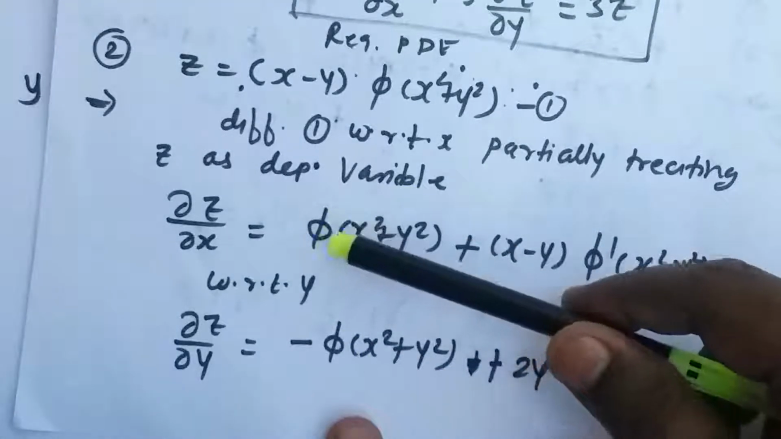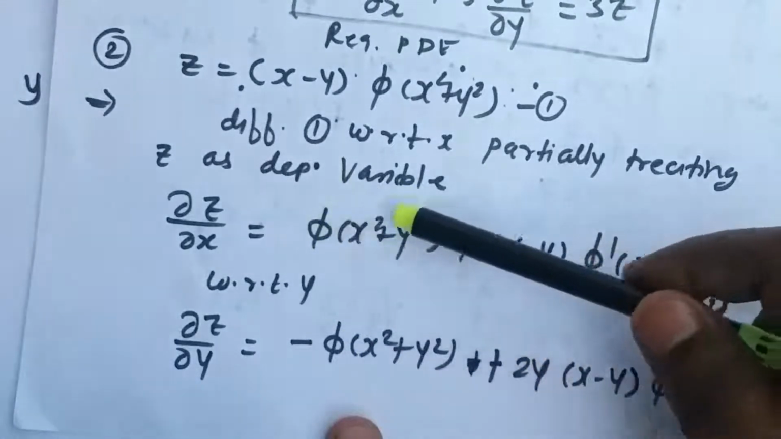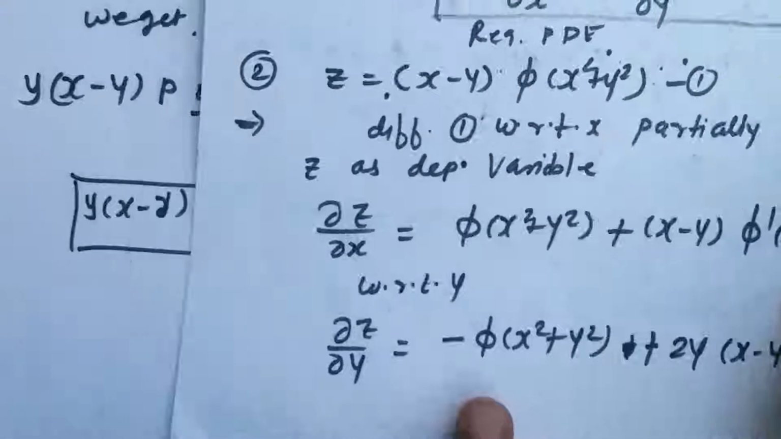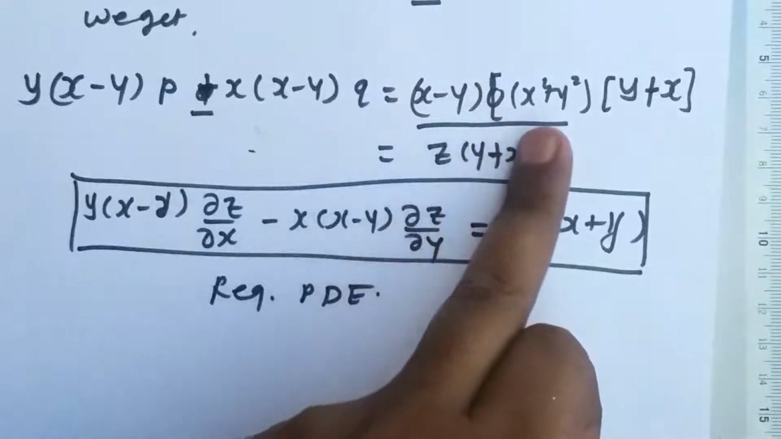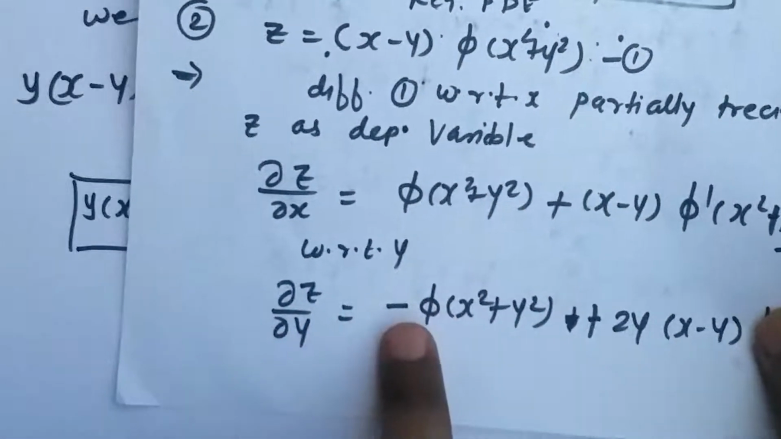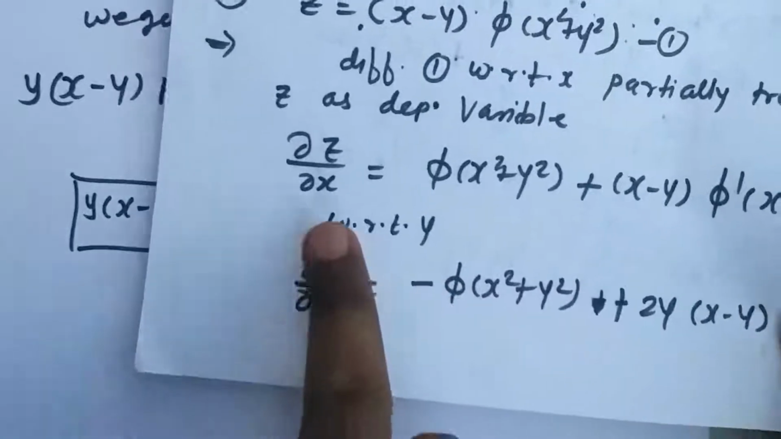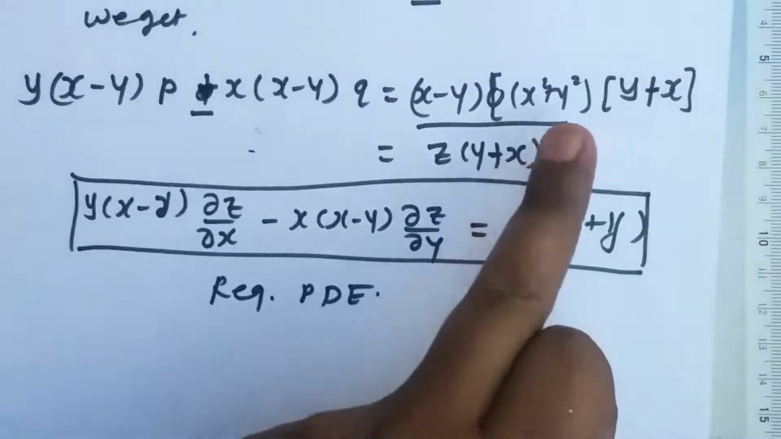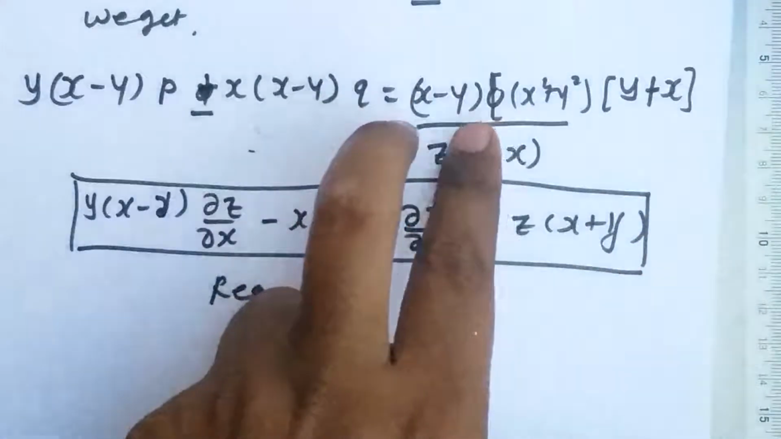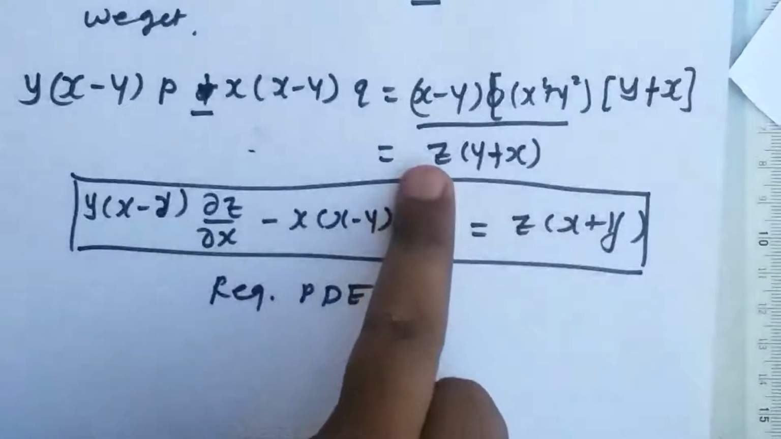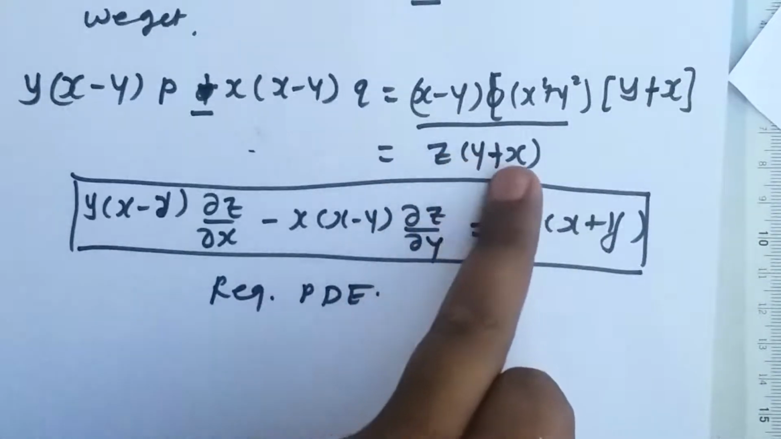So there are two terms common, x minus y and phi of x square plus y square. After doing subtraction, if you take common x minus y into phi of x square plus y square, inside the bracket here we have y, this minus minus, this is also minus, and a minus sign in between, so minus minus will become plus x. And x minus y into phi of x square plus y square is the given equation, its value is z. If you replace that value by z, on the right hand side we'll have only z into y plus x.